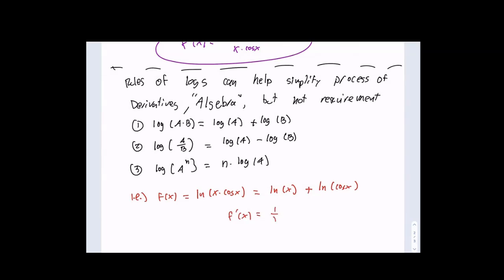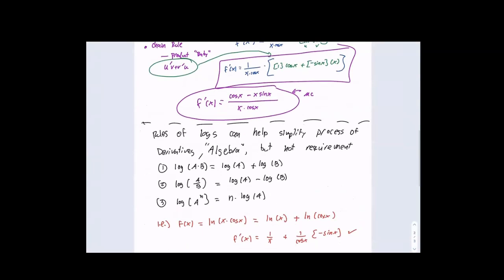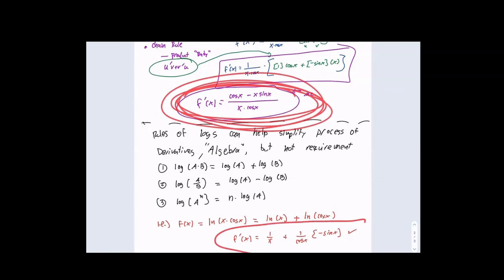So when you take the derivative now, you get 1 over x plus 1 over cosine of x times negative sine of x. You can see how the derivative is a little bit simpler, but it requires you to really not make a mistake in the log rules. And yes, this thing here is equivalent to this here. If I simplify this right here, I get this. They manipulate down to the same thing.